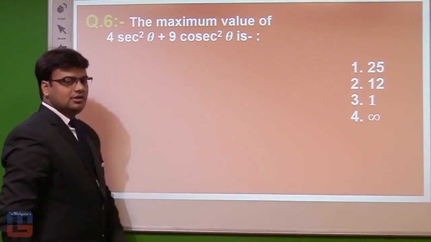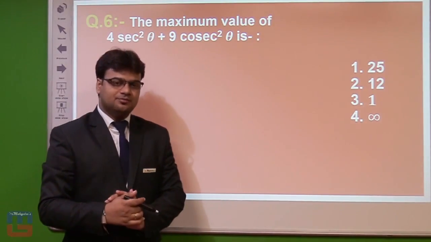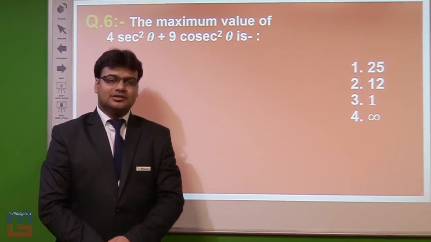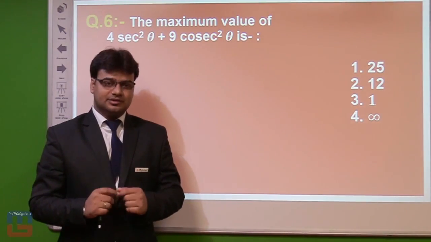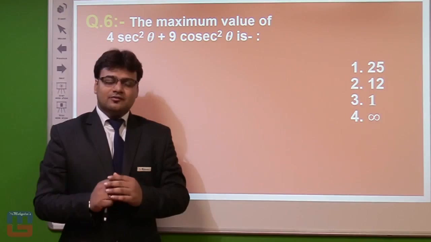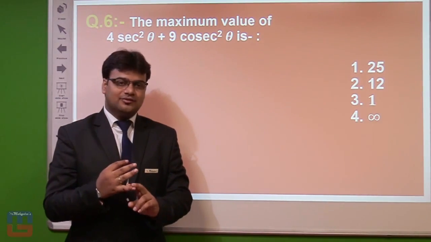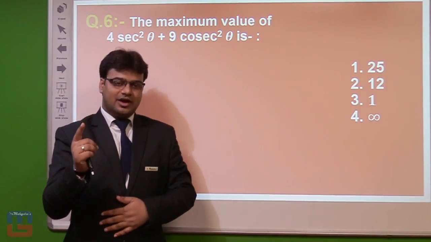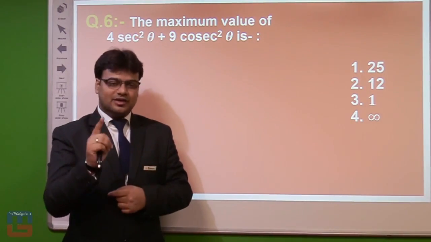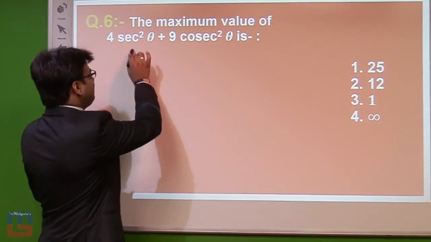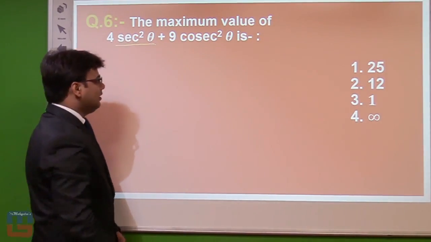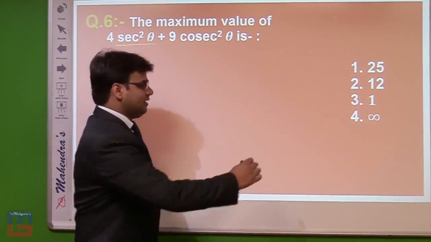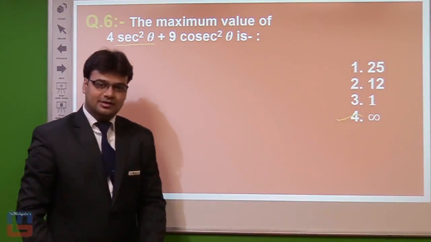What is the next question? This question is based on the maximum value, maxima and minima, and the question is 4 sec square theta plus 9 cos square theta, finding the maximum value of this. We know the maximum value and minimum value of the cosec cases and the sec cases. Maximum value is infinite and minimum value is minus infinite. That means we require what? Maximum value. That means we write its value infinite and its value infinite, then we add infinite to infinite, that means infinite. So the correct answer is infinite.